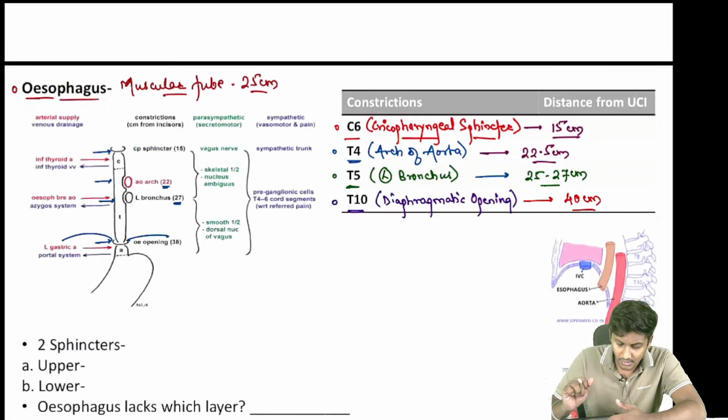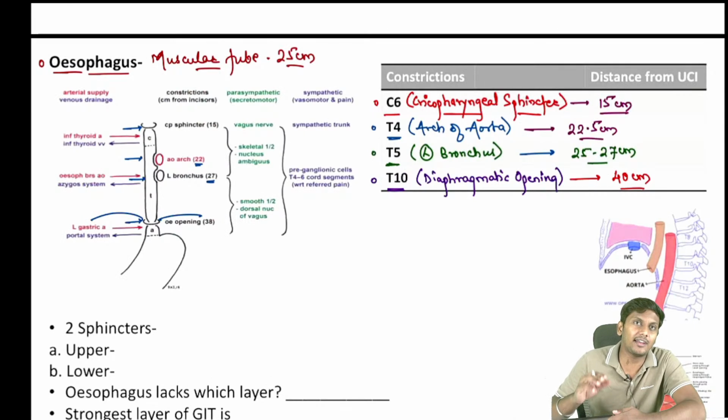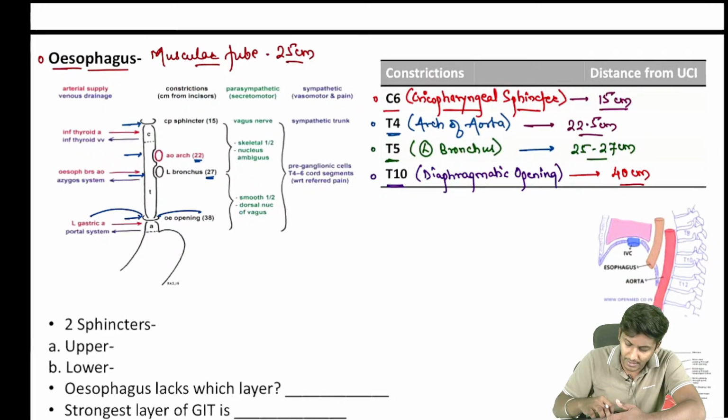Now, important: the esophagus is divided into three parts, depending on its location and its blood supply. The arterial supply and the venous drainage will be different for all three parts of the esophagus.